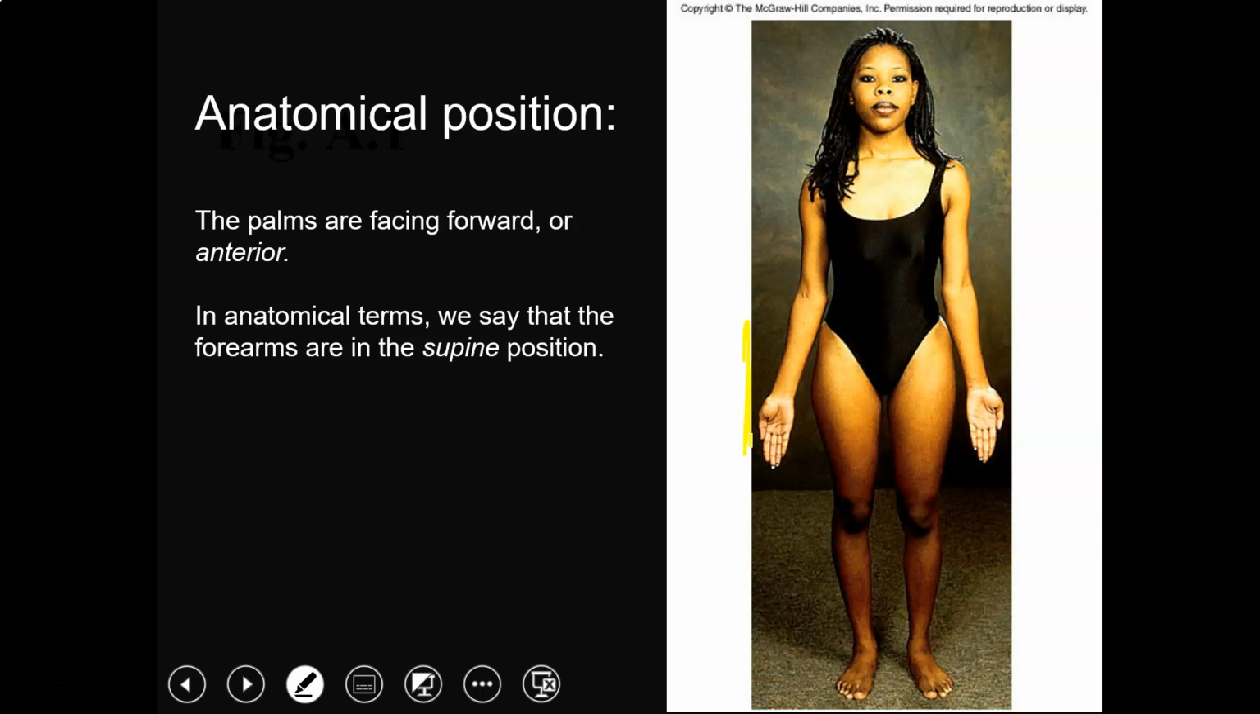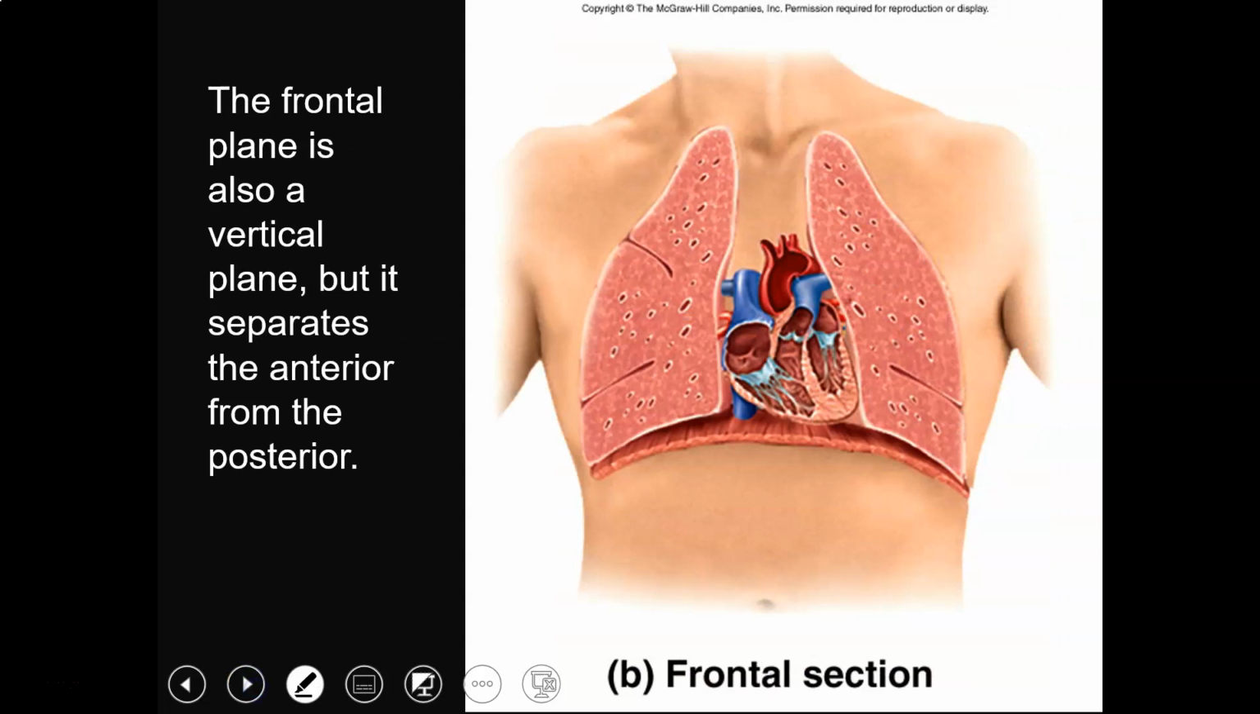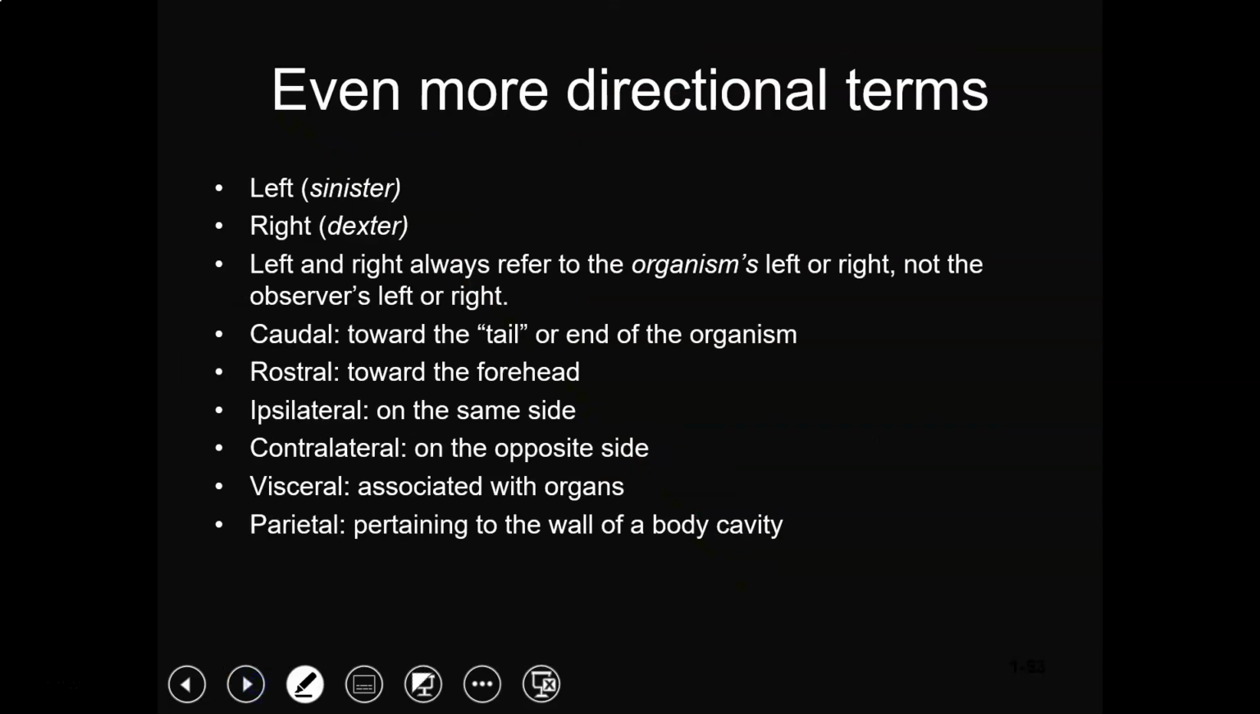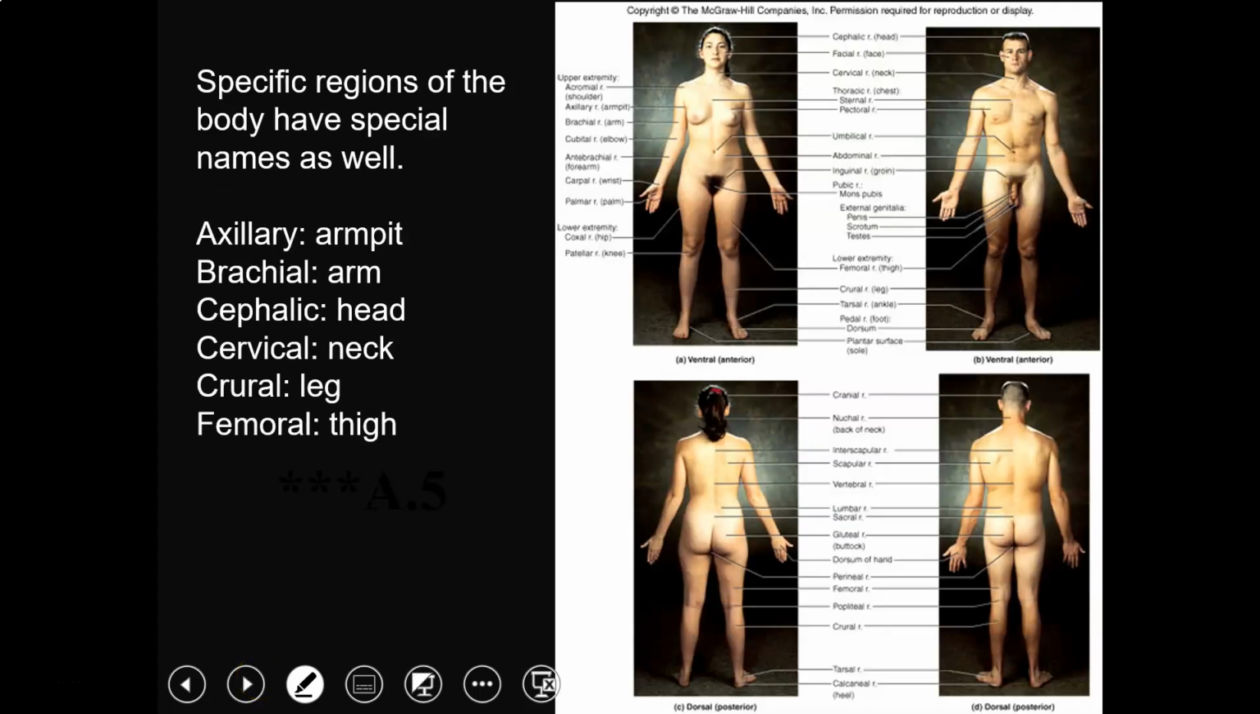If that makes sense. So we're always referring to the patient's left or right, not as you look at it. Caudal and rostral, contralateral we might use on the opposite side. Visceral means organs, guts, and parietal means the body wall. There are specific regions of the body that get special names, things like axillary and brachial.